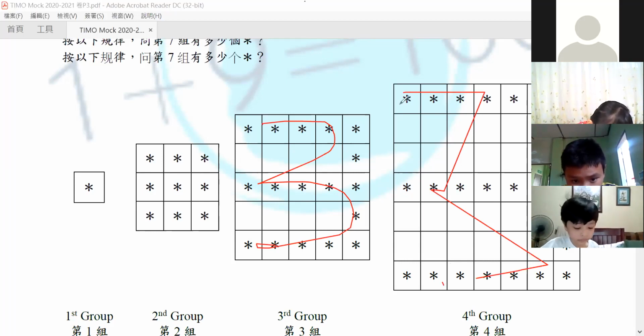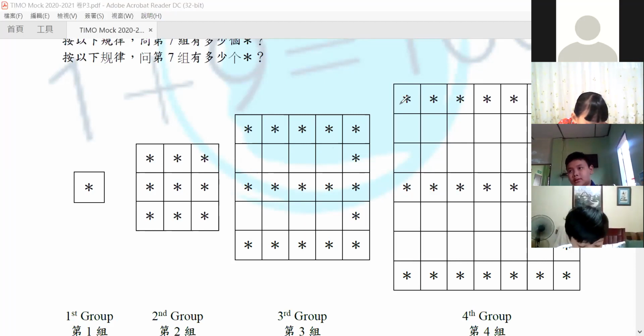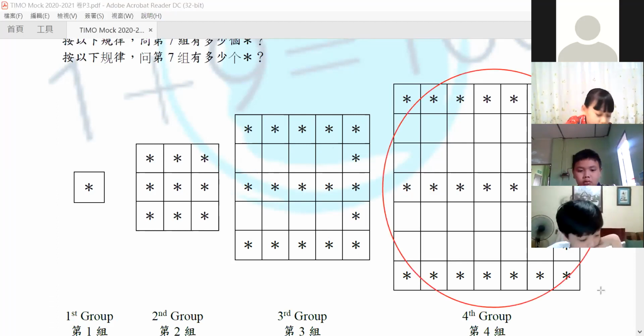Now if we are talking about the seventh group, the rightmost one shown here is the fourth one. What is the seventh one? How many stars are there in the seventh one?